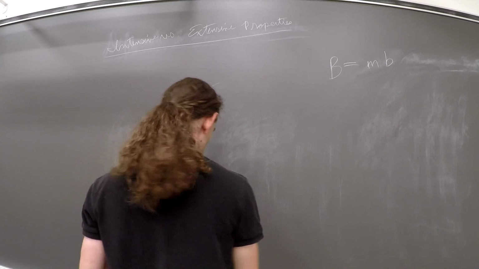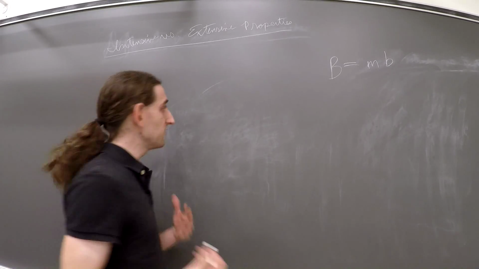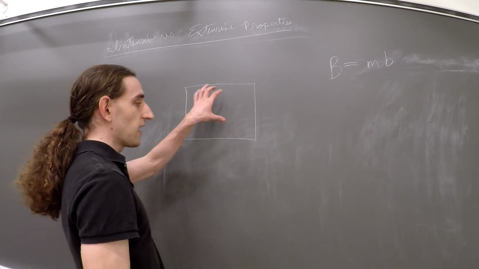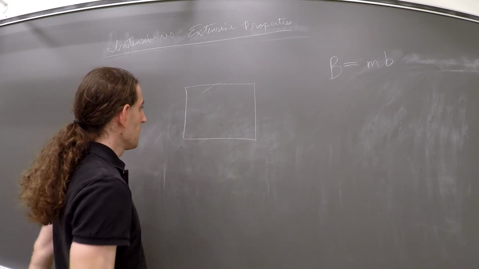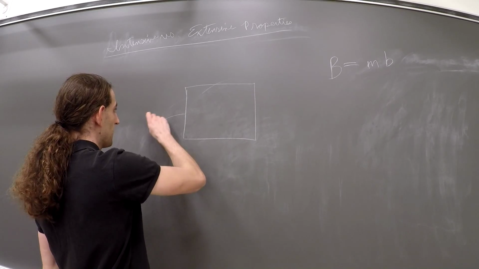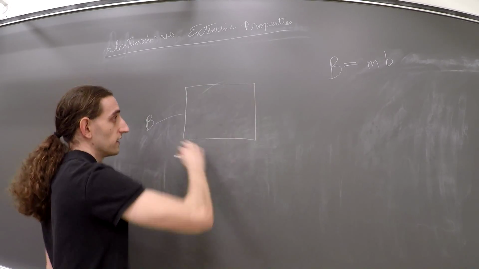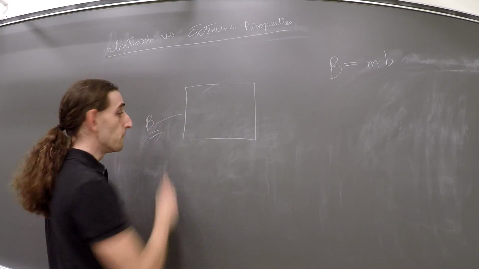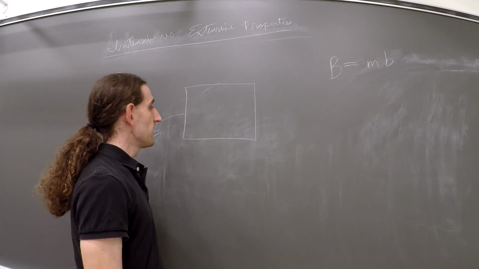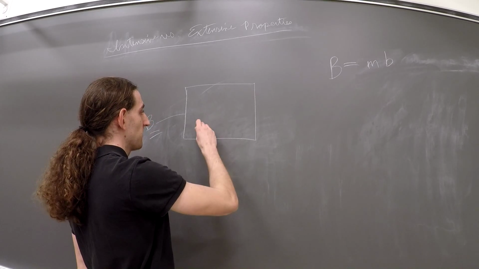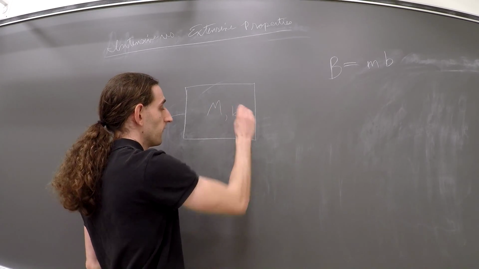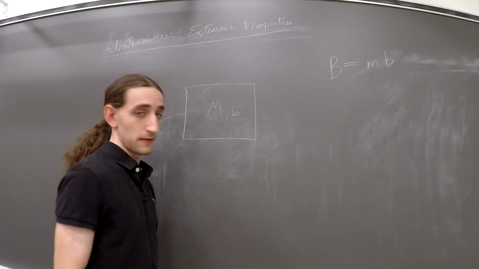So to streamline this and make it a bit easier to understand, let's assume that we have some kind of region we're analyzing. This region has an extensive property B. So the total amount of the property we want in the fluid is B. And let's suppose this has a total amount of mass M. And it also has an intensive property b.